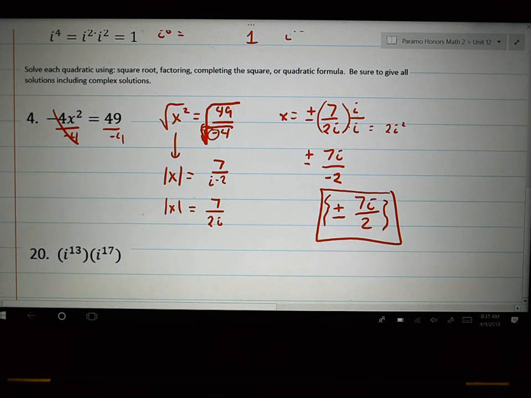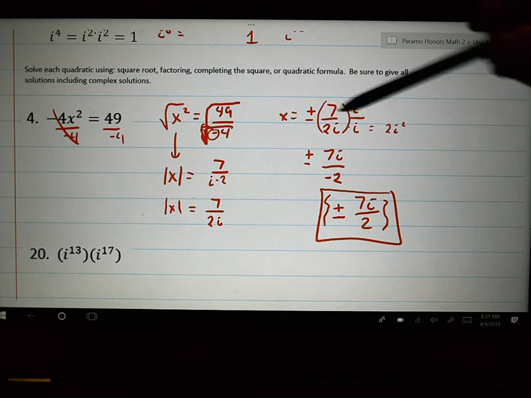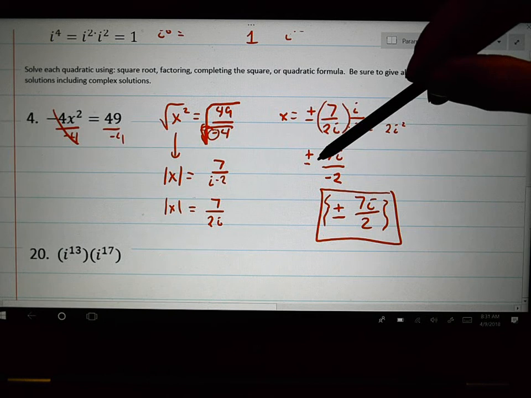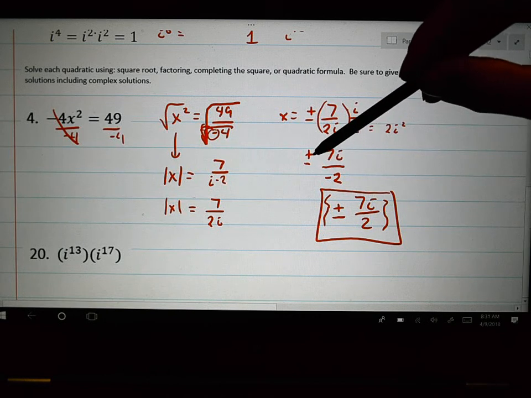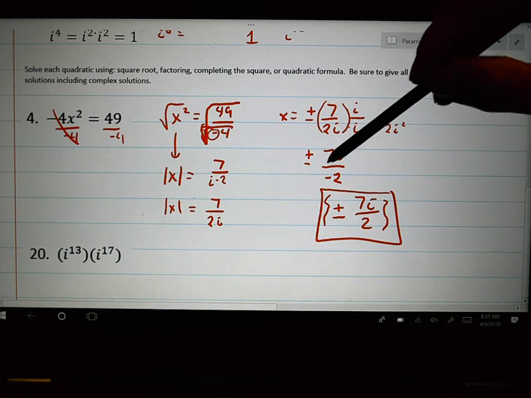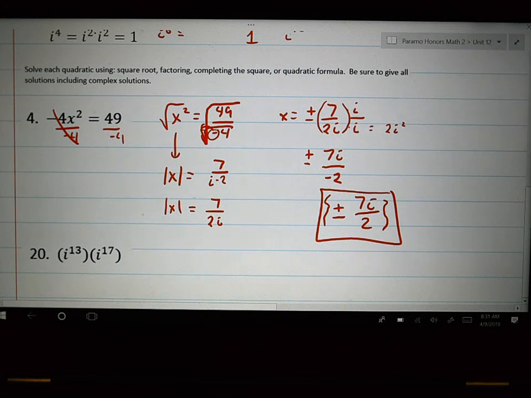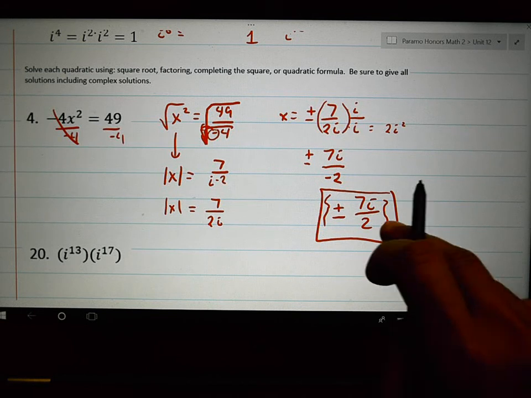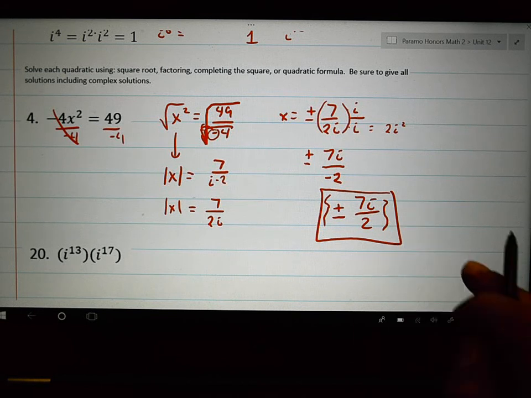Some people would ask me, Mr. Brown, where does that negative go? The -2. Because you already have the plus or minus sign, we're thinking about adding the negative, there's our negative value, and subtracting the positive. Really, it's already incorporated in that plus or minus. We don't need to deal with it too much as long as we have that plus or minus there. It has imaginary solutions. Lastly, number 20.